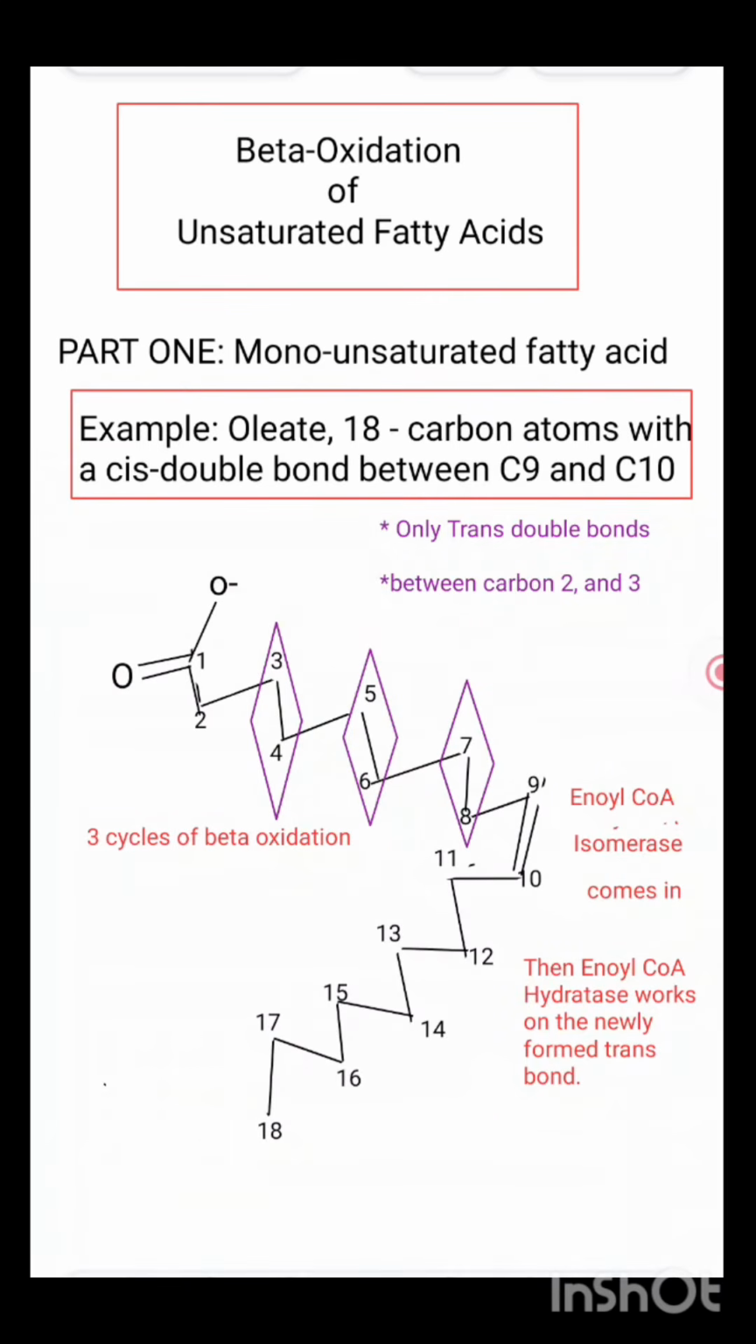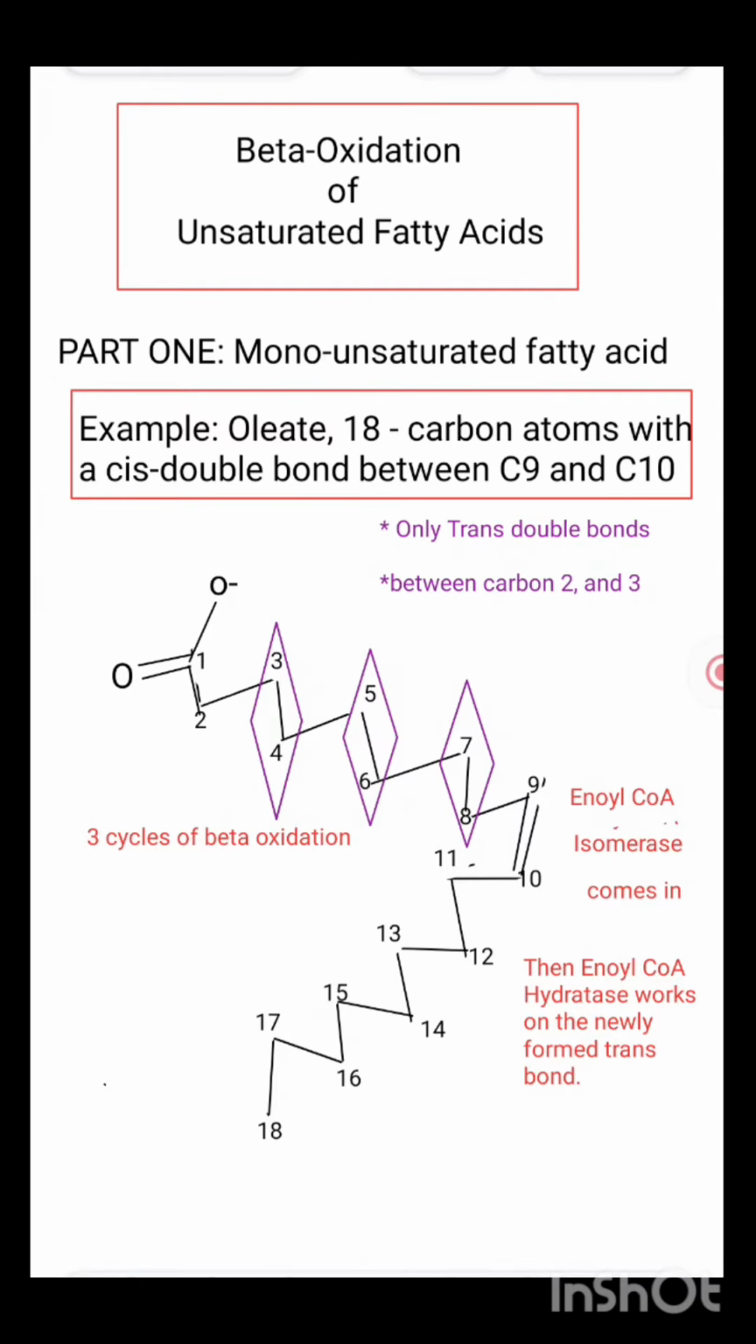That is the role of our new enzyme that we did not talk about in saturated fatty acid oxidation. And then once that is done, the rest of the steps will occur, just as in beta oxidation of saturated fatty acids, starting with enoyl-CoA hydratase, going to the dehydrogenase and the thiolase enzyme. And that will be it.